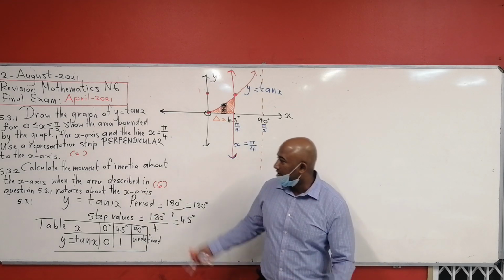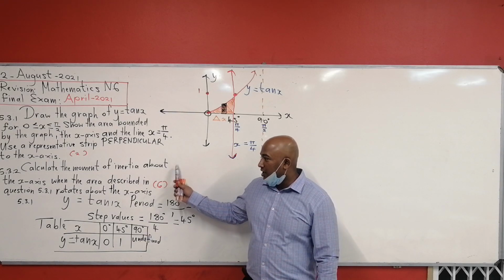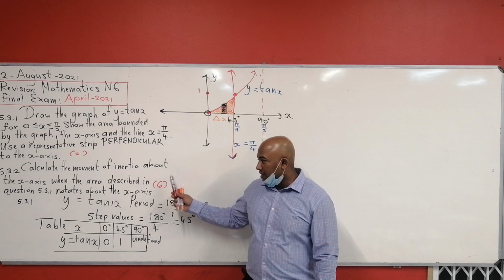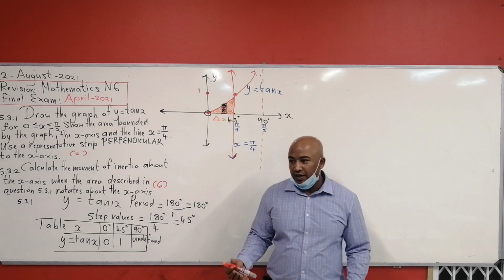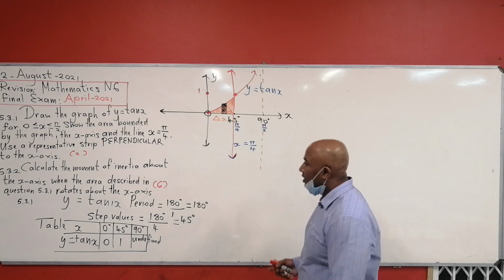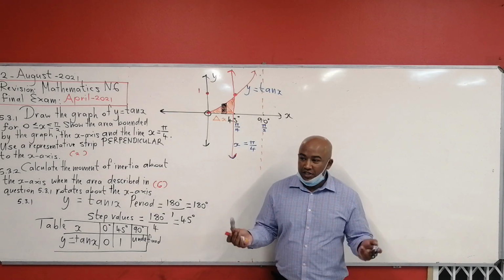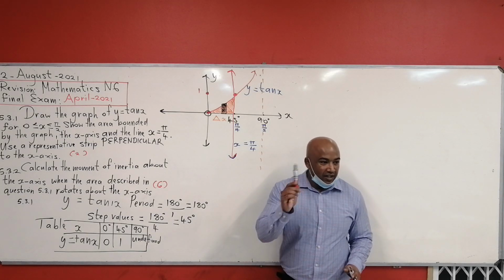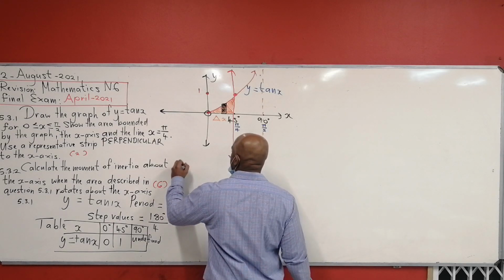Now, next question. Calculate the moment of inertia about the x-axis when the area described rotates about the x-axis. Well, they could have just told you to calculate the moment of inertia when the area rotates about the x-axis. Then you must know, you find Ix. Right, so 5.3.2.